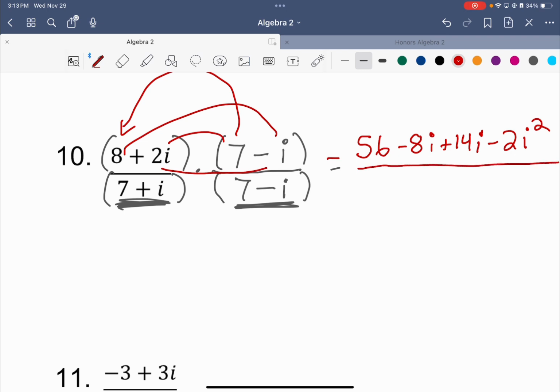Are you okay with the numerator? The math look right? There's more we can do with it. We'll do that in a second.